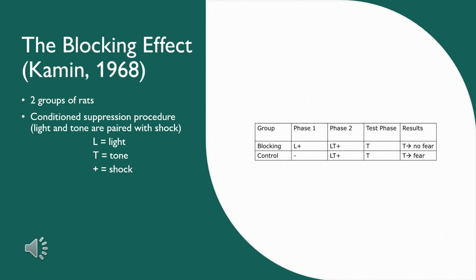The light is still the predictor. So as a result, the rat does not learn to associate the tone with the shock because the light already serves as a reliable signal, and this is the blocking effect. The prior learning of the light-shock association blocks the learning of the tone-shock association.